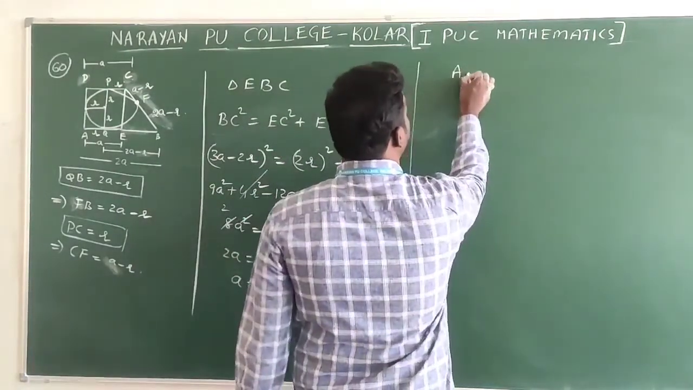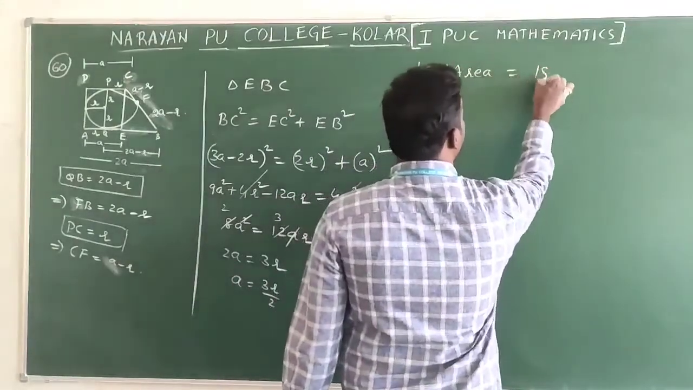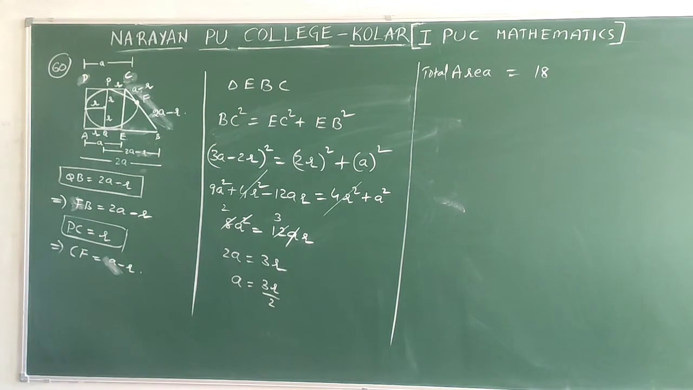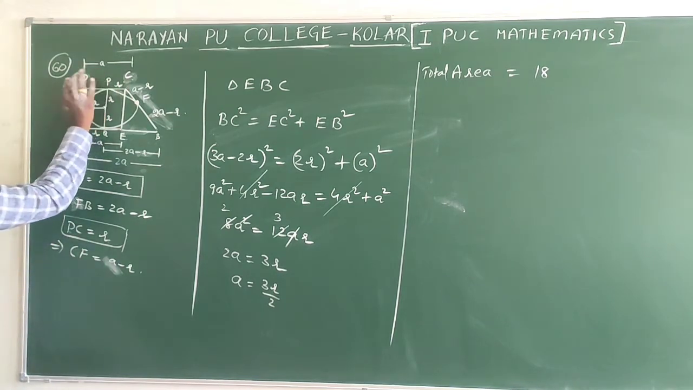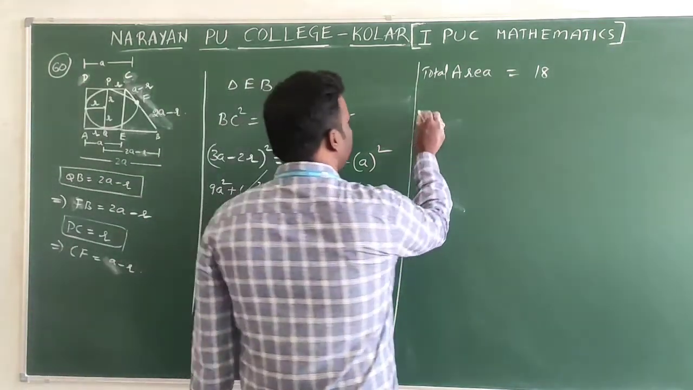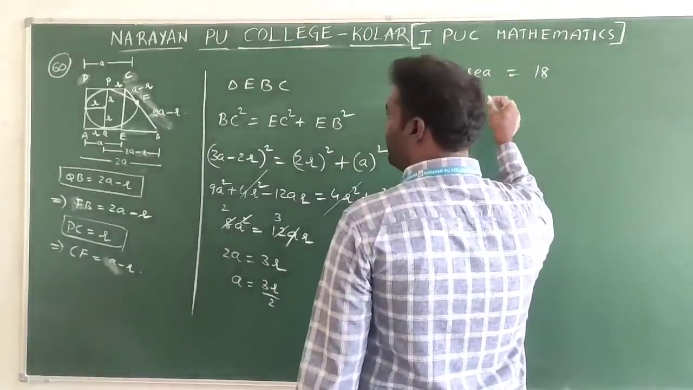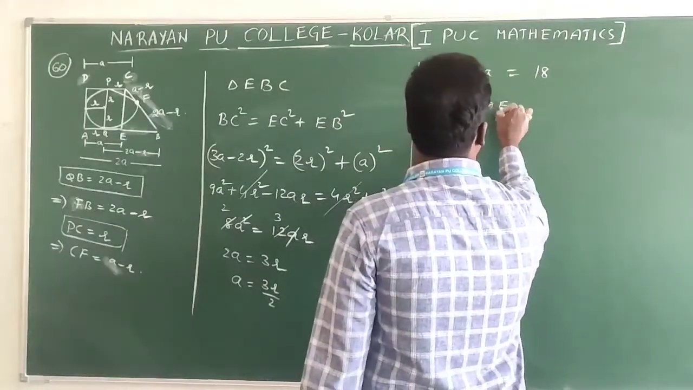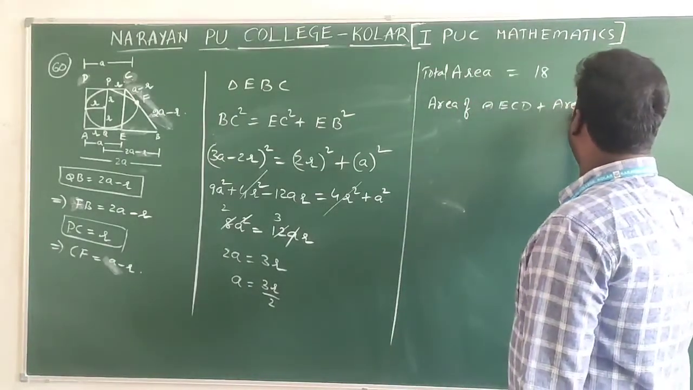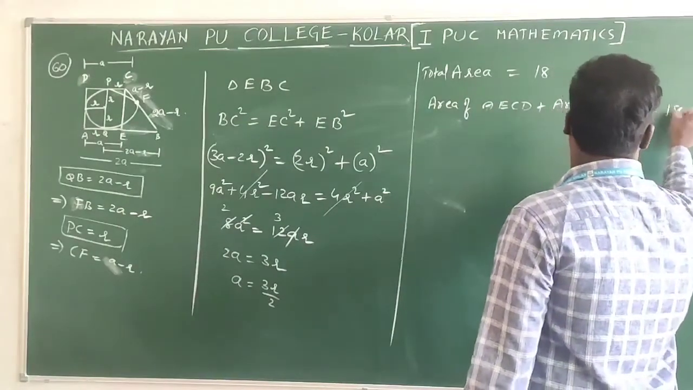The given total area is equal to 80. Now I am dividing this total area into two parts: this rectangle area and this triangle area. So this is nothing but the area of AECD plus the area of triangle EBC, that equals 80.